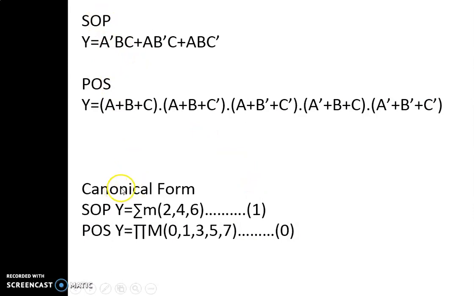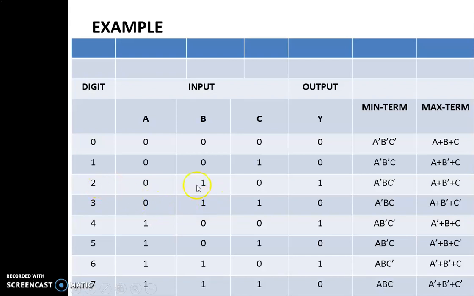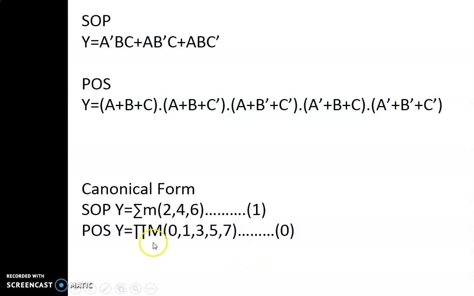Again, for canonical form we have to consider SOP form and POS form. For canonical SOP we always consider ones in the output column, and for POS we consider zeros in the output column. So here, summation of small m 2, 4, 6. In the digits 2, 4 and 6 ones are present, so we can represent the canonical SOP. What are the zeros? In place of 0, 1, 3, 5 and 7, so we can represent canonical POS.